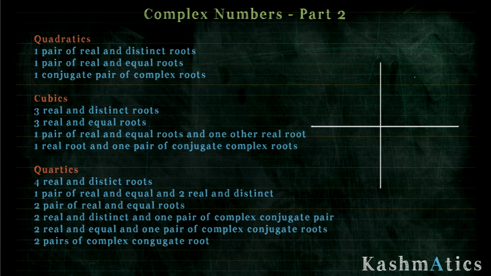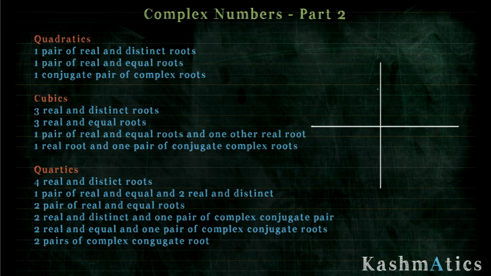One pair of real and equal roots and two real and distinct roots. So that means something like this. These are real and equal, and these are real and distinct. You might have two pairs of real and equal roots. So you've got one pair over here and one pair over here.